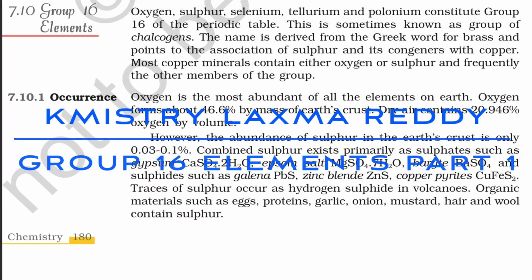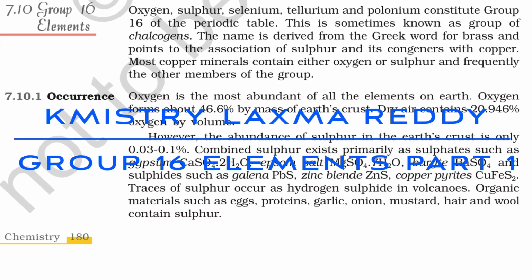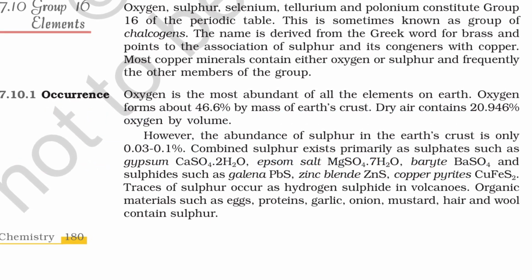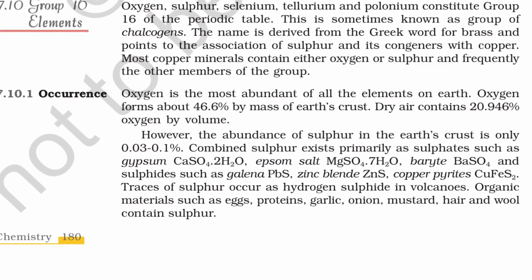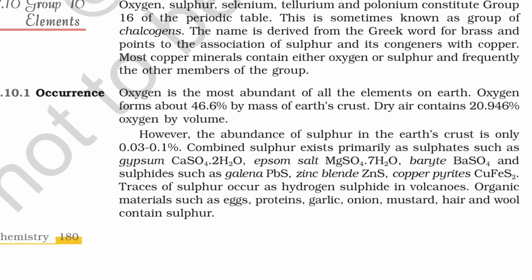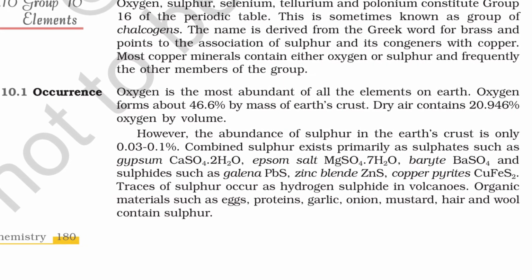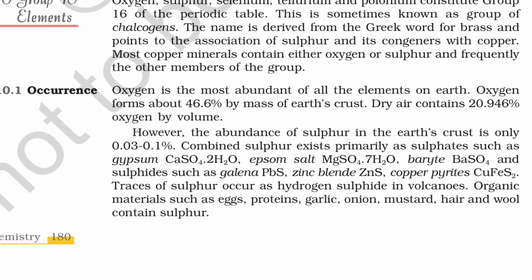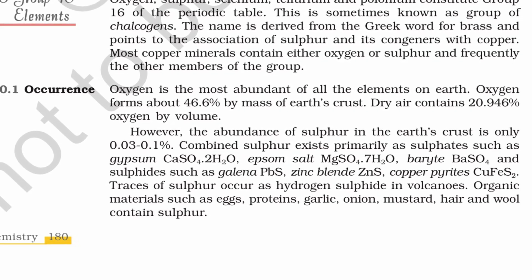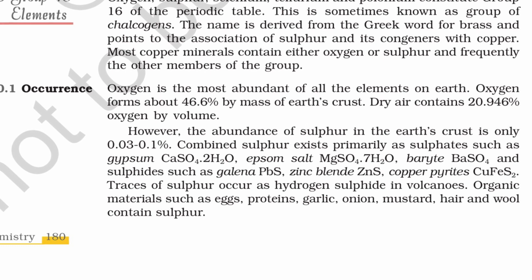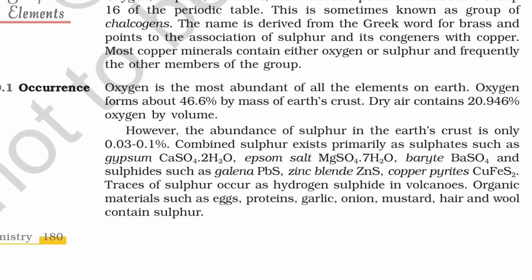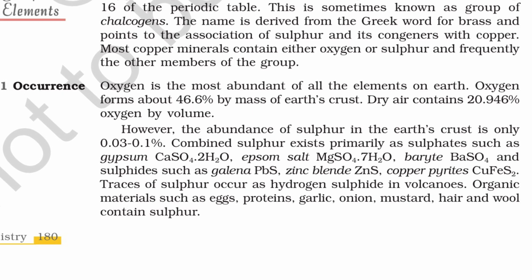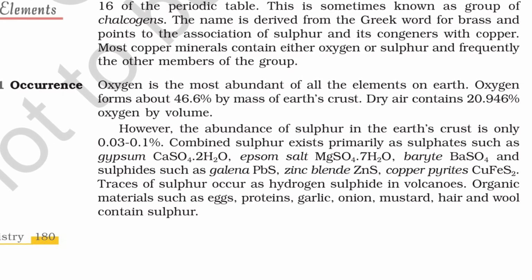Group 16 elements, NCERT part. Oxygen, sulfur, selenium, tellurium and polonium constitute group 16 of the periodic table. This is sometimes known as the group of chalcogens. The name is derived from the Greek word for brass and points to the association of sulfur and its congeners with copper. Most copper minerals contain either oxygen or sulfur and frequently the other members of the group.